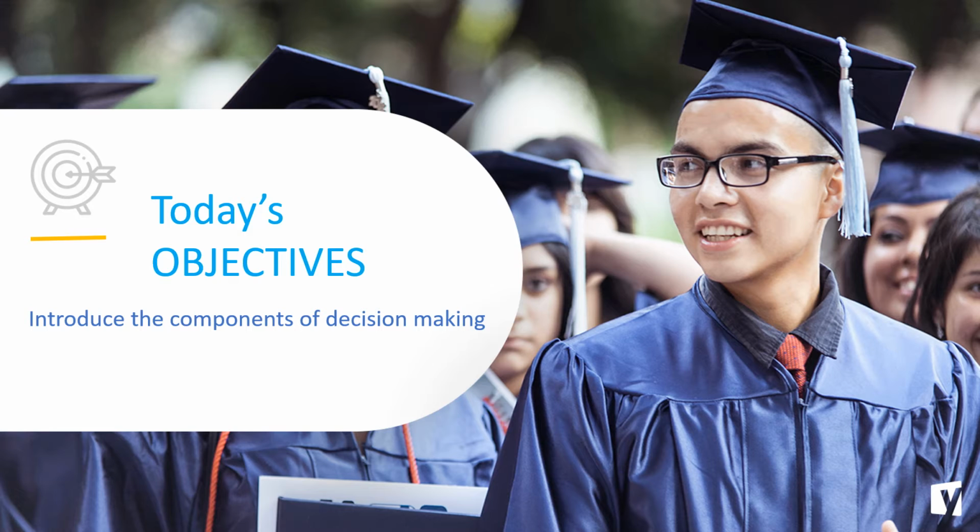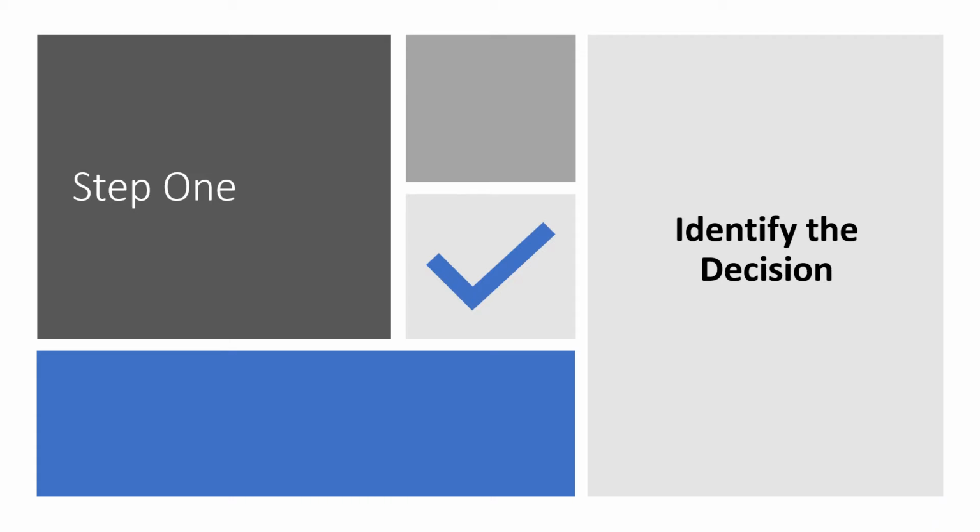Today's objectives. Objective 2, introduce the components of decision-making. There are several steps in the decision-making process. The first step is to identify the decision. So you should state the decision that needs to be made. Ask yourself, why do I need to make this decision? What are you trying to achieve by making this decision?